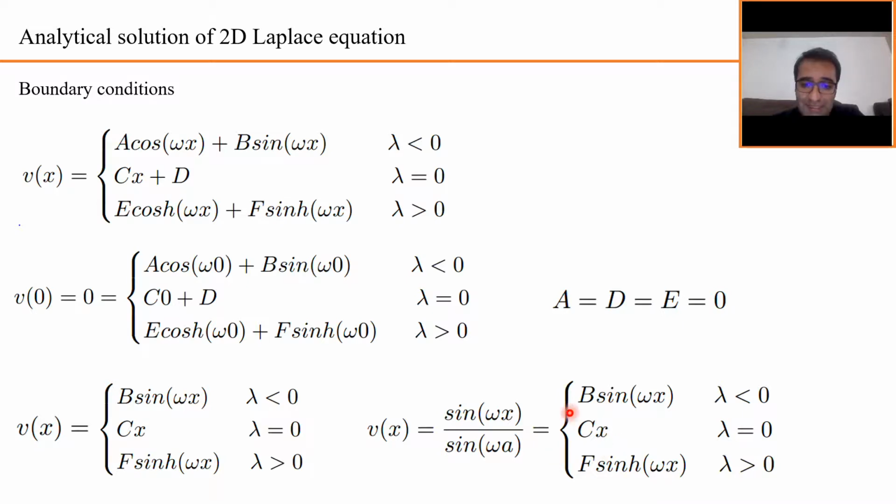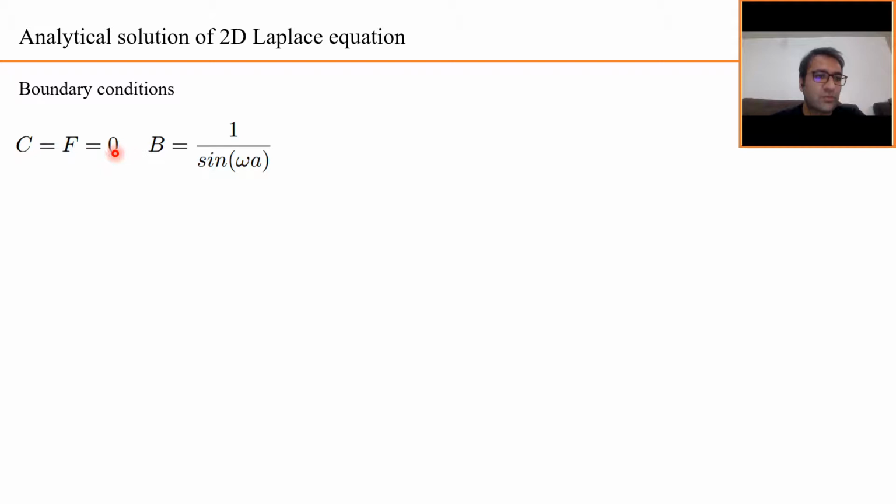Here you should be careful, because although this equation may have a solution at some specific point, it needs to be satisfied for all x, not a specific x. It should be satisfied for all x from 0 to a. In order to satisfy this, c should be 0 and also f should be 0, because sine omega x and sine hyperbolic omega x may have a solution at a specific point, but they are not the same at all x. So what we found is that c and f should be 0 and b should be 1 over sine omega a. So this function for Vx should be sine omega x divided by sine omega a by applying our boundary condition.